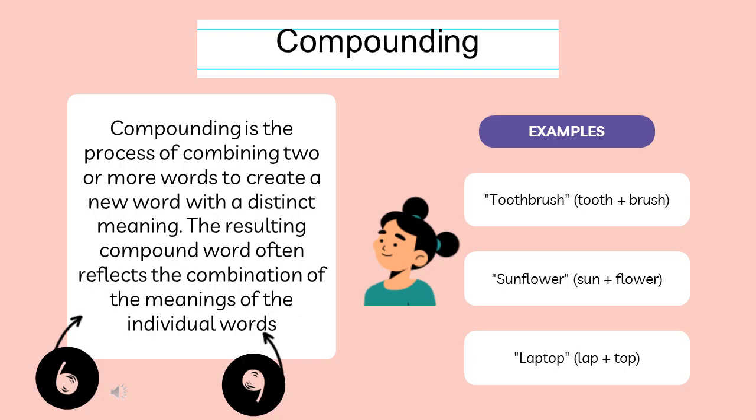Next is compounding, which is the process of combining two or more words to create a new word with a distinct meaning. The resulting compound word often reflects the combination of the meanings of the individual words. Here we have some examples to clarify what that means. First, the term toothbrush. Here it consists of two words, tooth plus brush, and when they are compounded together, they are called toothbrush. Also sunflower, sun plus flower. Also laptop, lap and top.